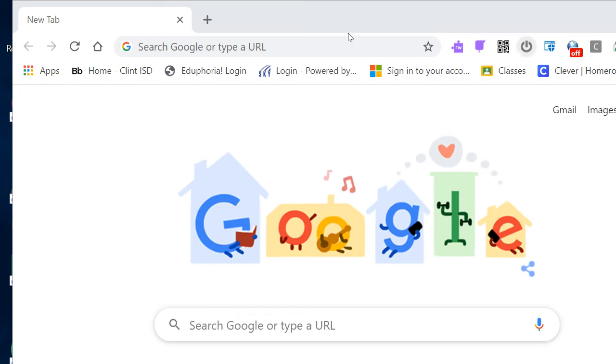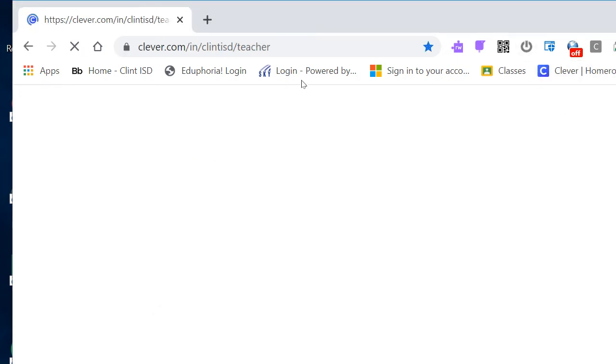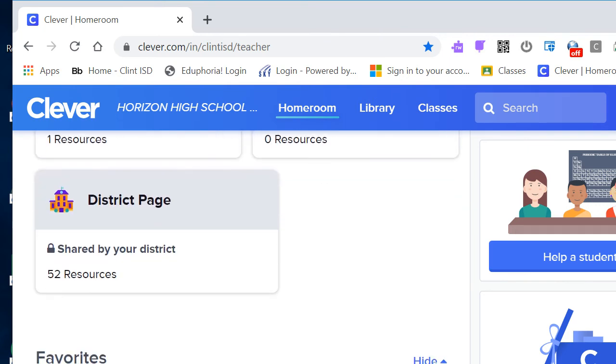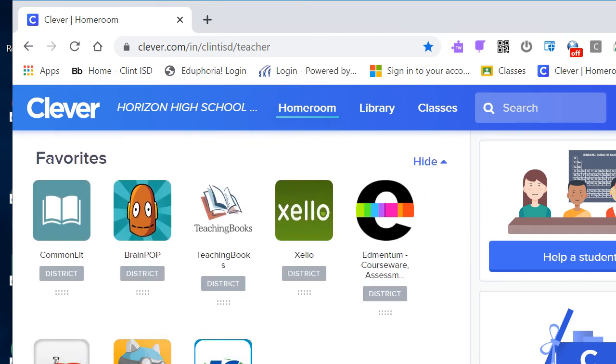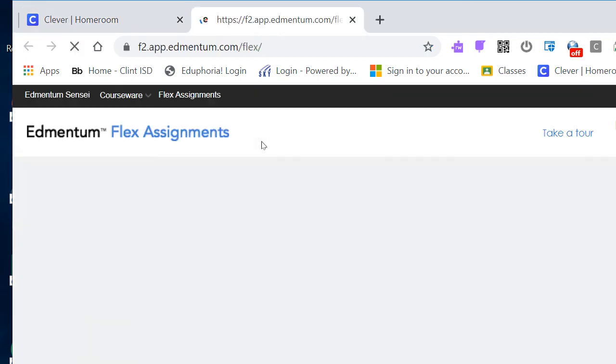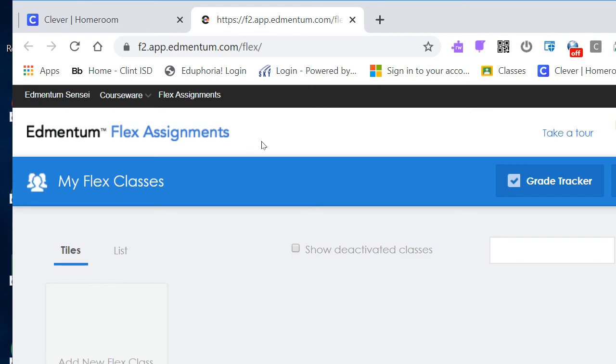So we always start by going to Clever. We go to Clever and you guys log in. Yours should look different than mine. Remember to log in with Google because I have mine as a teacher. Once you log into Clever, then you would scroll down until you see the E for Edmentum. We log into Edmentum, and again, remember, yours looks a little bit different than mine because I have my classes assigned.